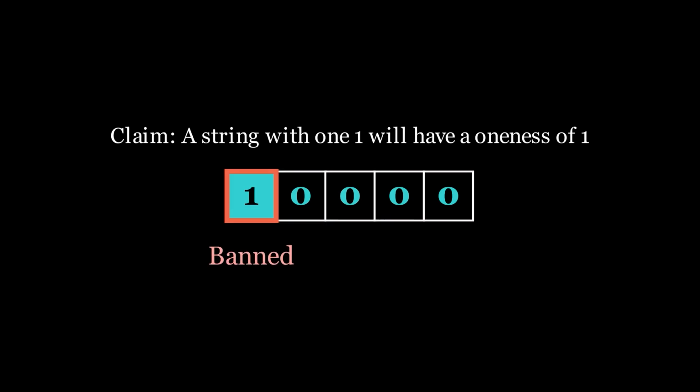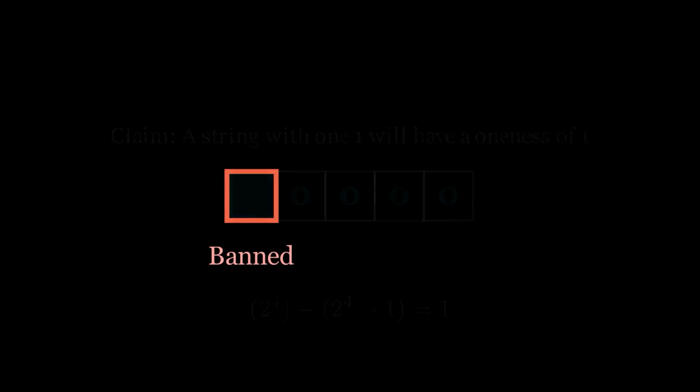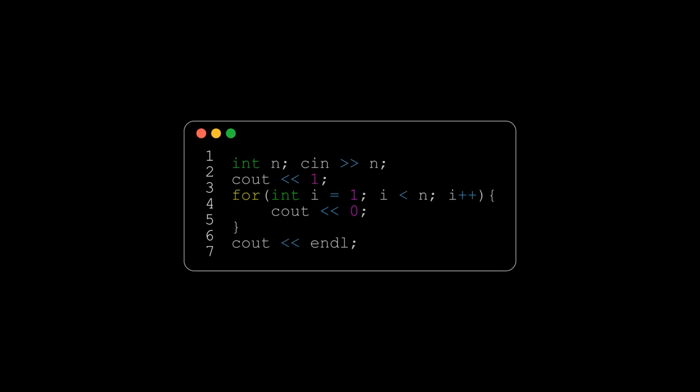And there are 2 to the 4 minus 1 subsequences without a 1. This is because we can't choose an index with a 1, and we can or cannot have any of the indices with a 0, but we can't have an empty subset. So that's 2 to the 4 minus 2 to the 4 minus 1, which is equal to 1, so we achieve the oneness of 1. And the code here is really simple. We just print 1, 1, then n minus 1 zeros.